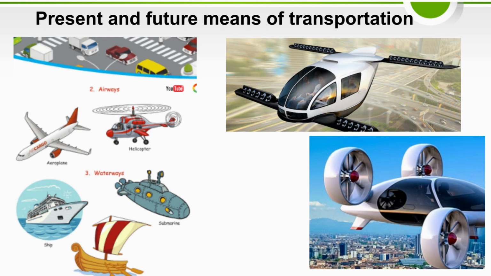This chart shows the present and future means of transportation. Currently, we use airway means of transportation such as aeroplane, helicopter. We also use waterway such as submarine, ship. But in future, there might be a flying car.